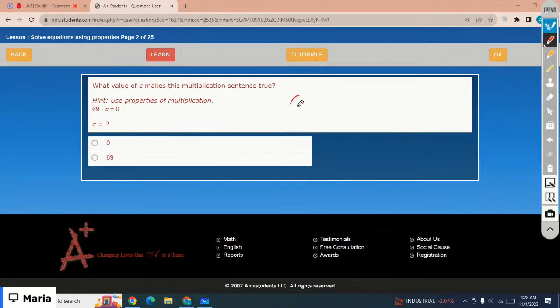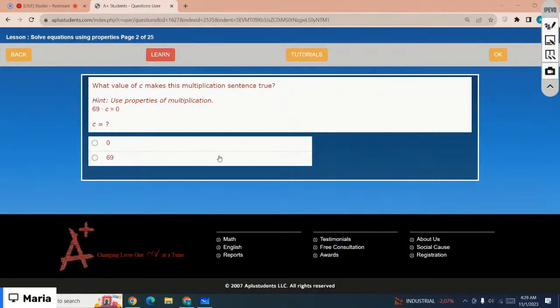Okay. 69 times c equals 0. You need to move 69 from here because you need to calculate the value of c, right? So 69 is multiplying to c. When you move it to the other side, it would be divided, and 0 divided by any number equals 0. That means c equals 0. The correct option is 0.